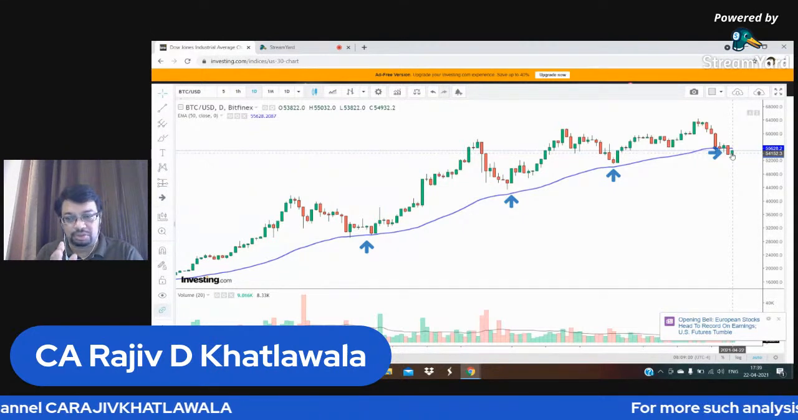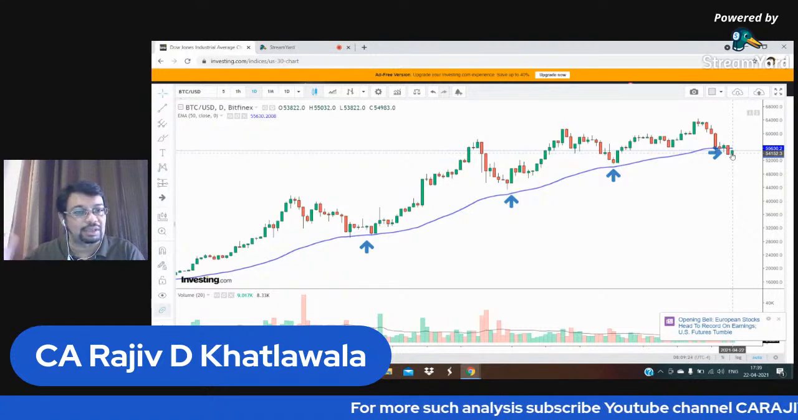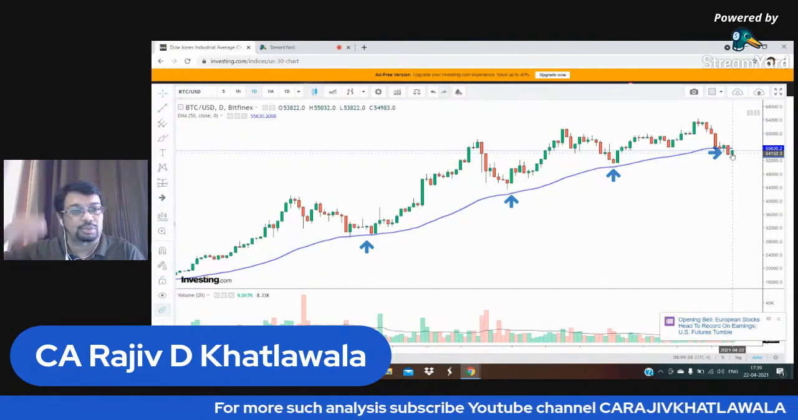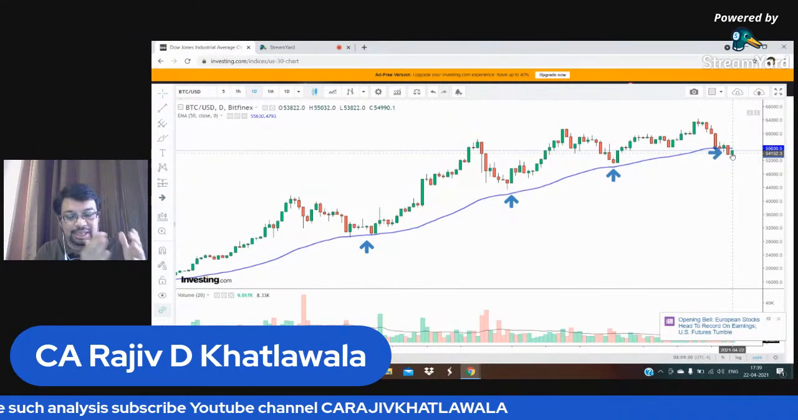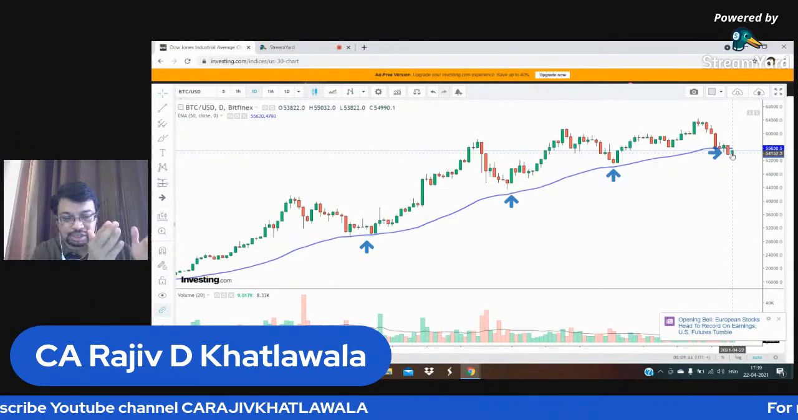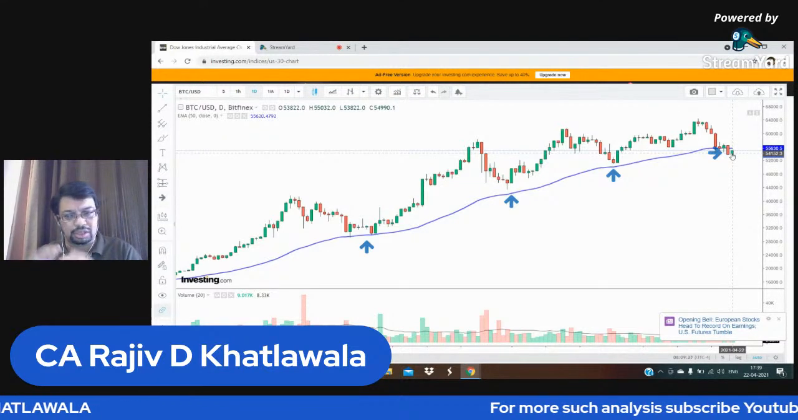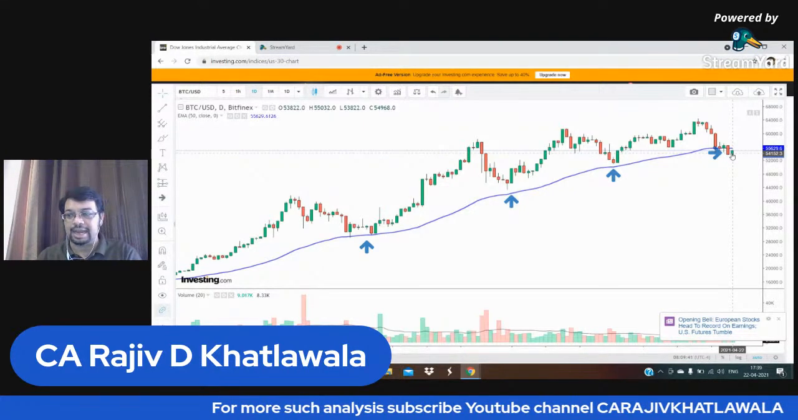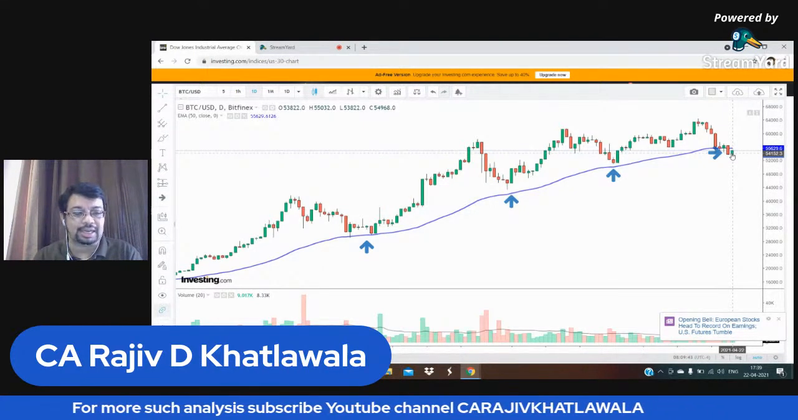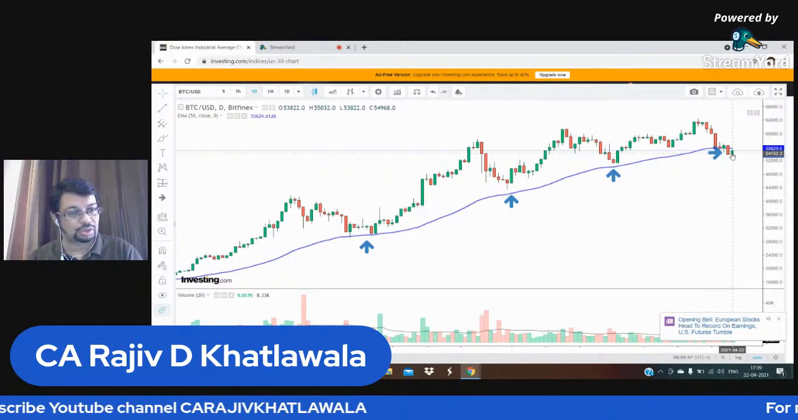So if today it bounces back and closes above that level, and tomorrow again it starts moving up above the 50 moving average, then we will say that yesterday's fall and break of the 50 moving average was just an aberration, just a temporary thing, and it has resumed the medium term trend. And if it does not, in that case, yes, we will expect some further corrections on the downside.